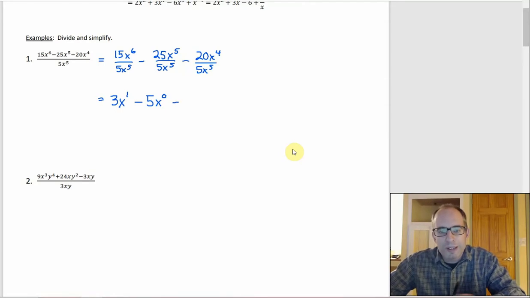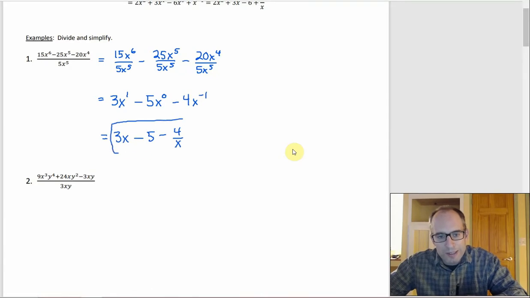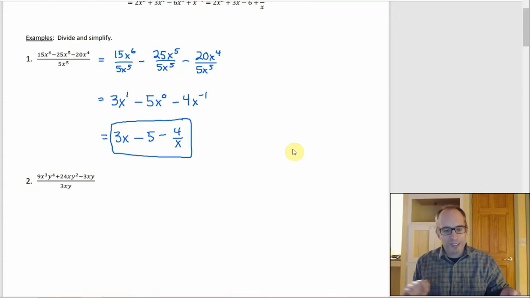And then minus 20 over 5 is 4. And then with subtracting exponents, 4 minus 5 is negative 1, so x to the negative 1. All right, so 3x to the first is just 3x. In the middle, you got a minus 5, and then minus 4 over x. And there we go, right? That is our quotient when we divide by that monomial of 5x to the 5th.